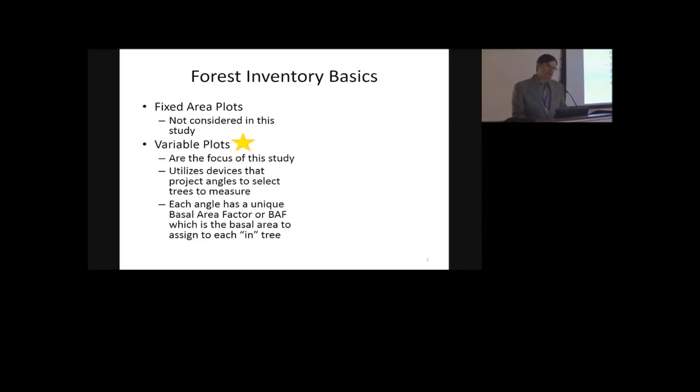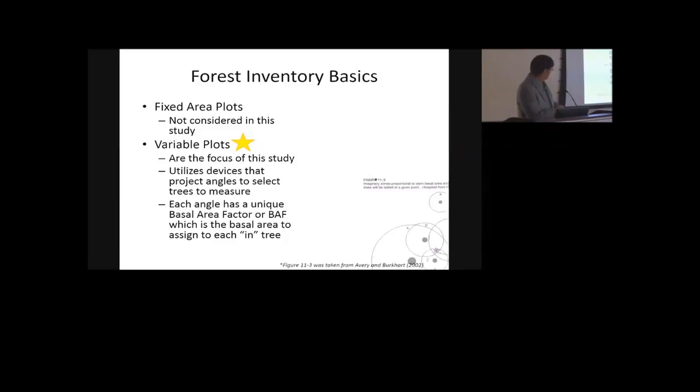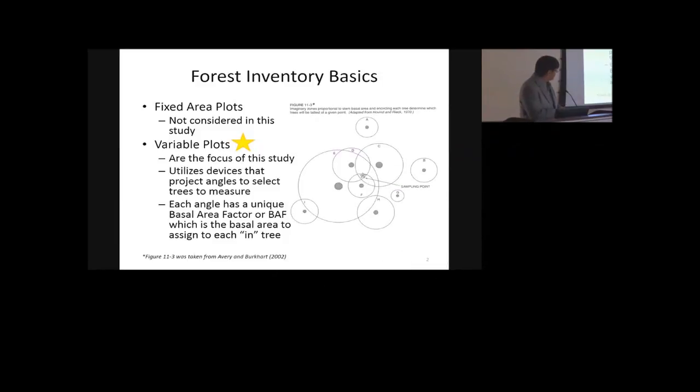Now, variable plot cruising utilizes a device that has an angle, and that angle helps you select trees to measure. If you have a small angle, you'll pick up a bunch of trees in your timber cruise. And if you have a bigger angle, you'll pick up fewer trees. And as I mentioned, in using the big BAF factor, we'll use a small angle to pick up our basal area trees, and then if we use a bigger angle, maybe we'll just pick up that one big tree right there. So that's an important concept to think about as we move through the presentation.